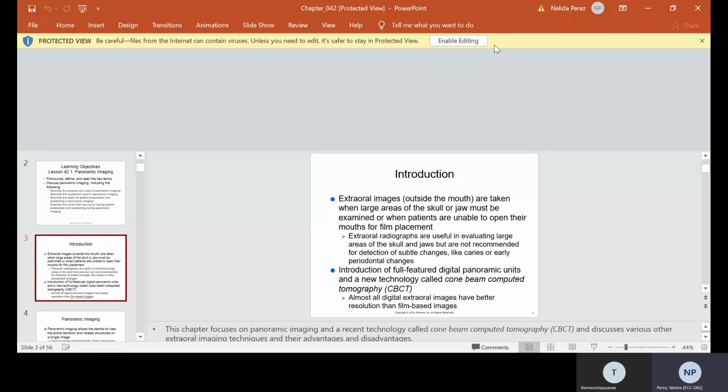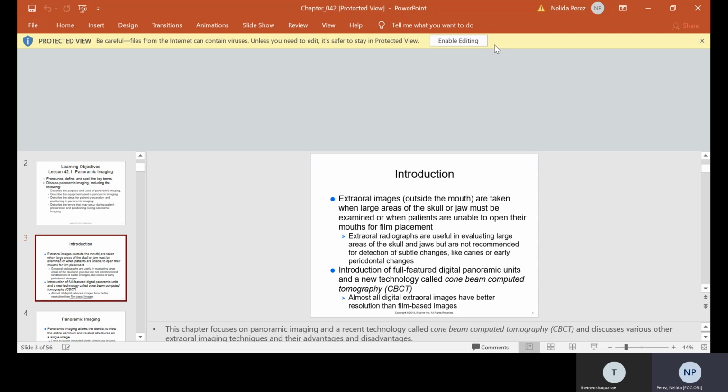So extraorals are outside the mouth. They're taken when large areas of the skull or jaw must be examined, or when patients are unable to open their mouths for film placement. As we mentioned before, intra is inside, extra is outside. So extraoral radiographs are useful in evaluating large areas of skulls and jaws, but are not recommended for detection of subtle changes like caries or early periodontal changes.